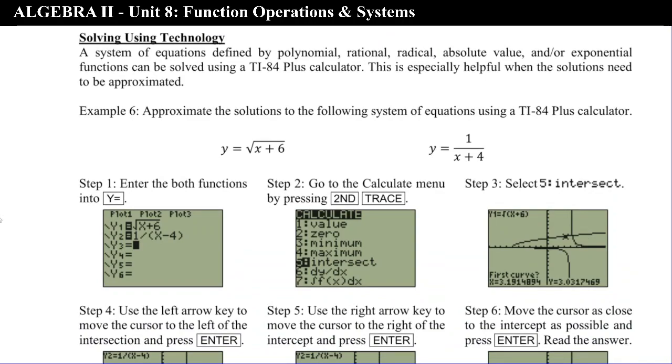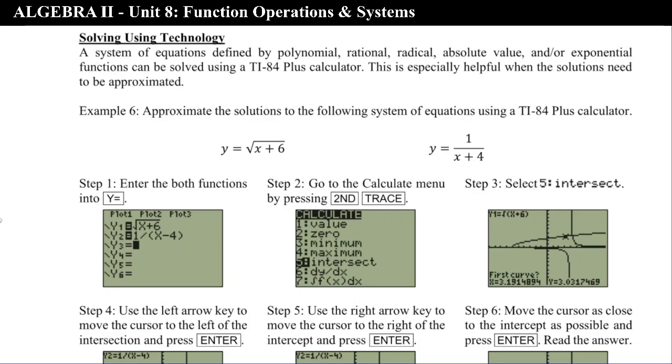Now finally, I want to go through how to solve using technology, and more specifically, a TI-84 Plus calculator. Technology is going to be helpful when you have to approximate a solution, if it doesn't come out nice and even like the examples we've done so far. So let's say we want to find the solutions for y equals the square root of x plus 6 and y equals 1 over x plus 4. We can approximate the solution using a TI-84 Plus calculator. And here are the steps to do it.